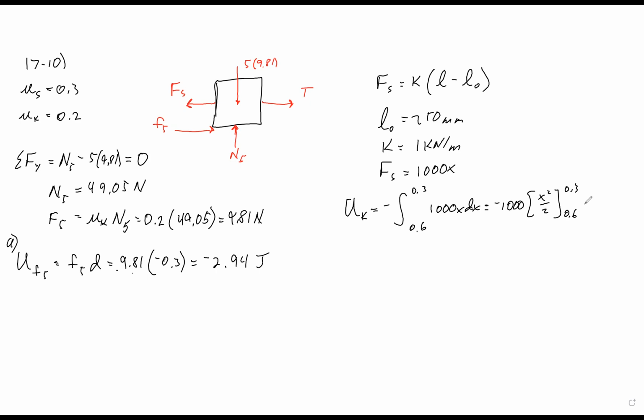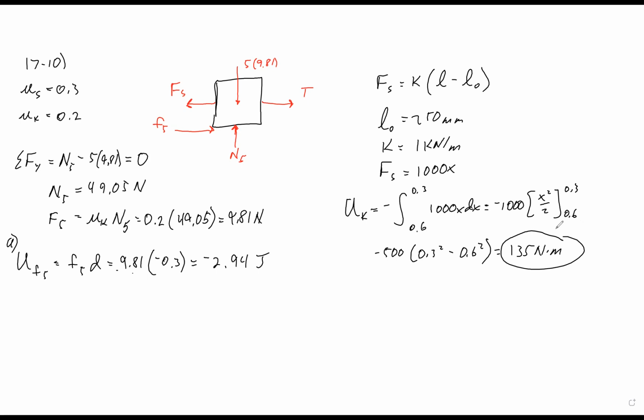This calculates out to be negative 500 times 0.3 squared minus 0.6 squared. And that calculates out to 135 Newton meters, or joules. Okay, so that's the amount of work that is done by the spring. The spring is pulling to the left, the block is moving to the left. Therefore, the value being positive for the final work done should make some sense.